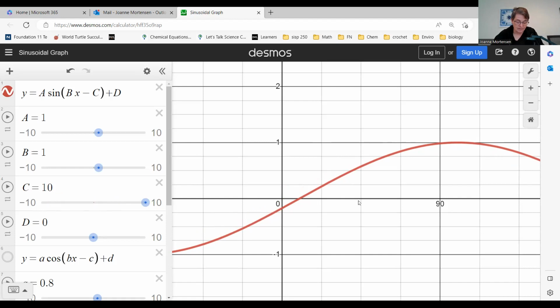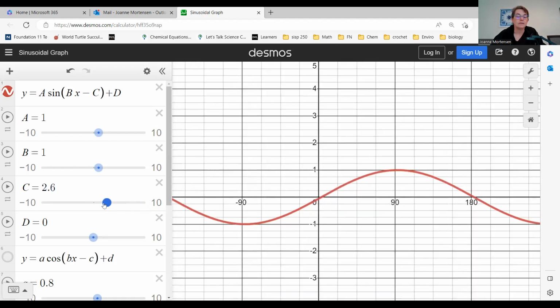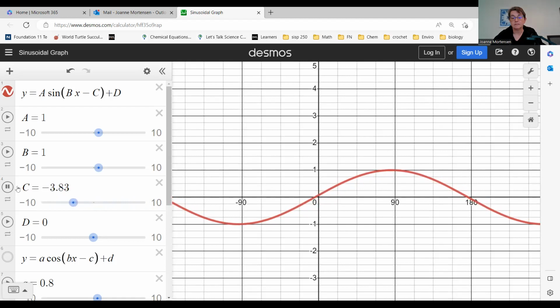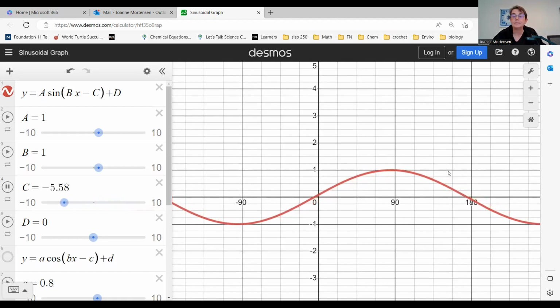Sorry, just want to make sure I get everything before I have to flip the camera. So as C changes, what is happening to my amplitude? You're right, nothing. My midline isn't changing. My maximum isn't changing. So the distance between is not changing. Amplitude, nothing. Maximum, nothing. Minimum, nothing. Period.